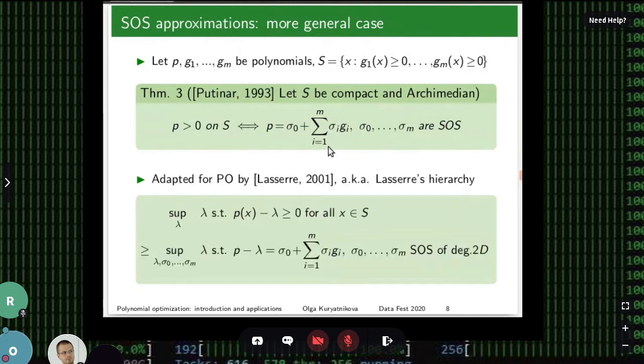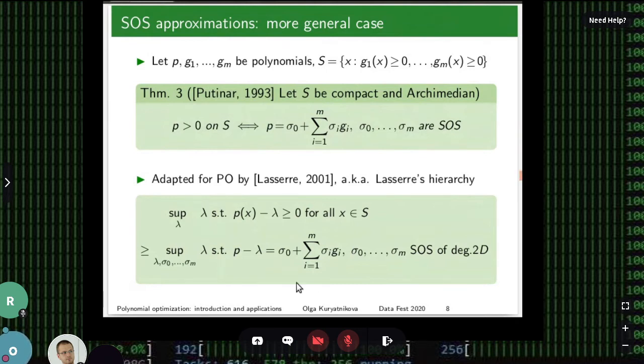Therefore, if we substitute in our problem, we're going to find the lower bound lambda for P on S. And now we substitute instead of non-negativity constraint here the condition from above, the result of Putinar's theorem. Then we still obtain a valid lower bound.